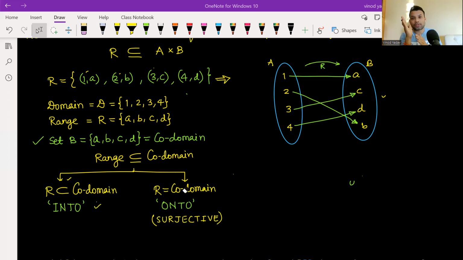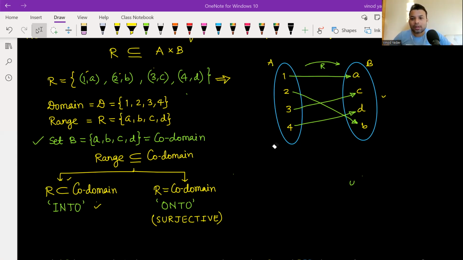The codomain is as big as the range, so it will fall onto that. So, onto relation. And one more hi-fi word for onto relation you should remember is surjective. Sometimes if you see the word surjective, you should understand it as our onto relation only, meaning range and codomain are exactly the same. Not a single element of the codomain is left which is not connected to the domain.